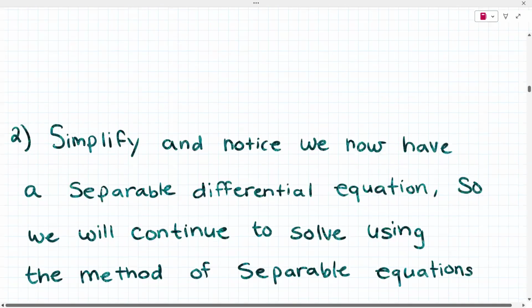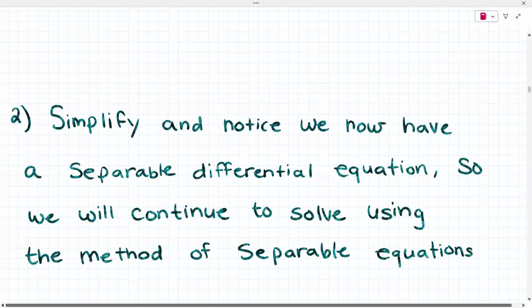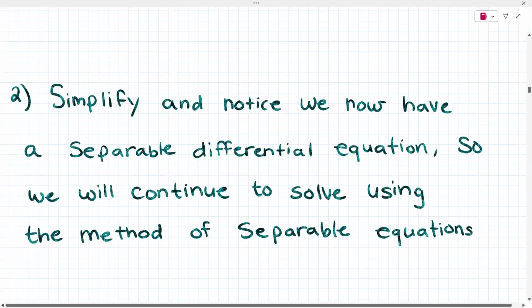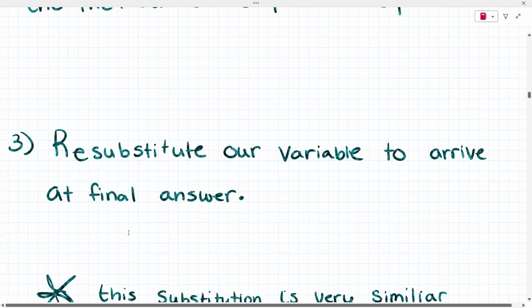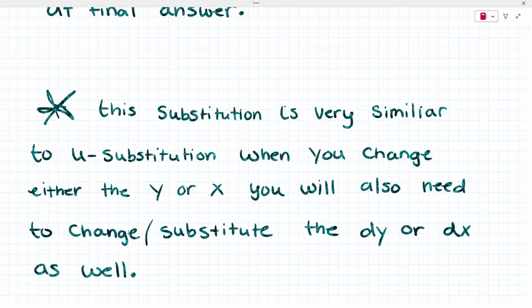And then step 2, simplify. Notice we now have a separable differential equation, so we will continue solving with the method of separable equations. That's where you have to take the integral of both sides, etc. And then step 3, resubstitute our variables to arrive at the final answer. This substitution is very similar to a u substitution. When you change either the y or x, you will also need to substitute the dy or dx as well.